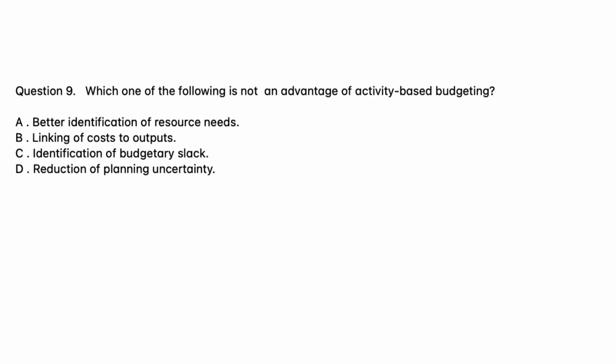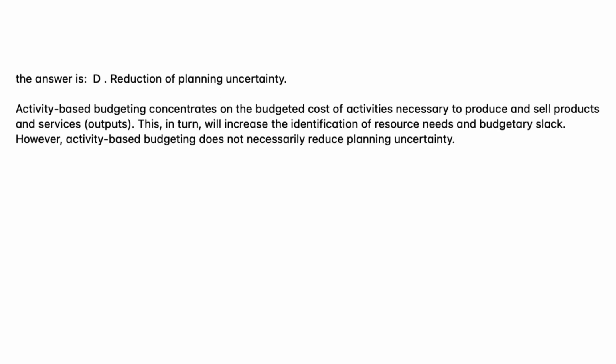Question 9. Which one of the following is not an advantage of activity-based budgeting? A. Better identification of resource needs. B. Linking of costs to outputs. C. Identification of budgetary slack. D. Reduction of planning uncertainty. The answer is D. Reduction of planning uncertainty. Activity-based budgeting concentrates on the budgeted cost of activities necessary to produce and sell products and services, outputs. This, in turn, will increase the identification of resource needs and budgetary slack. However, activity-based budgeting does not necessarily reduce planning uncertainty.